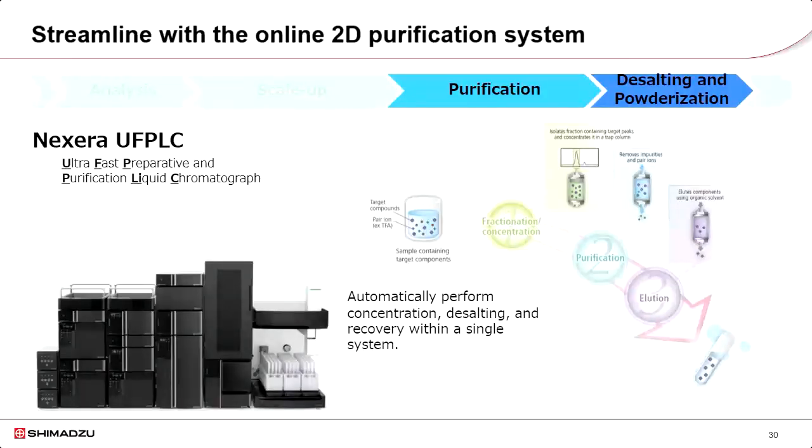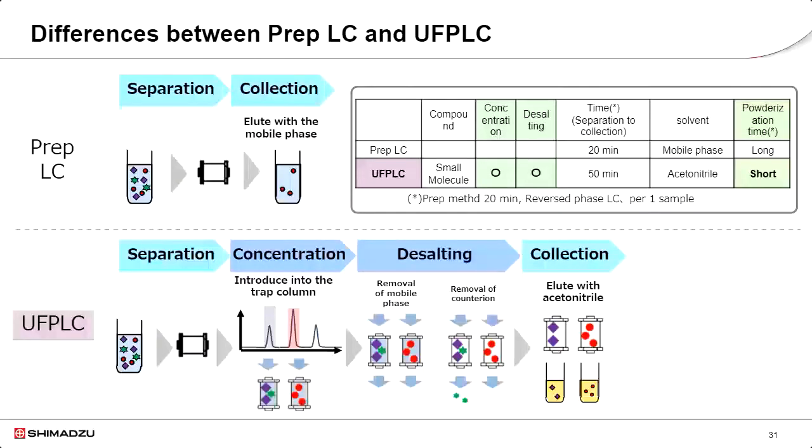The online 2D fractionation purification system, UFPLC, can automate the entire process from fractionation, concentration, purification, elution, to recovery, all in one system, as shown in this slide. First, let's take a closer look at the differences between conventional purification LC and the online 2D purification system, UFPLC.